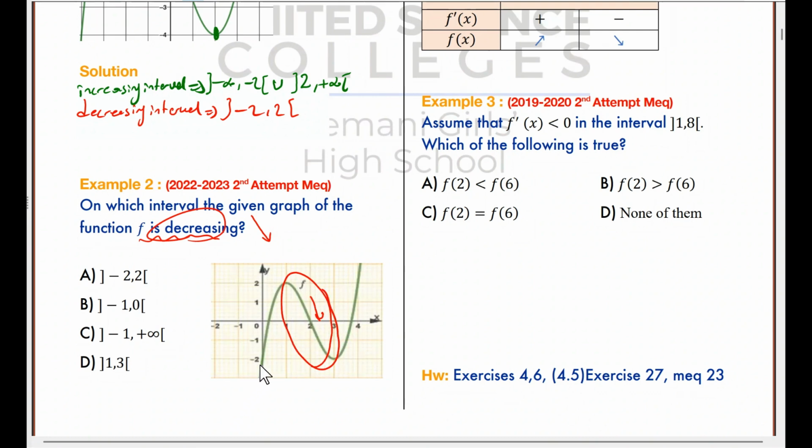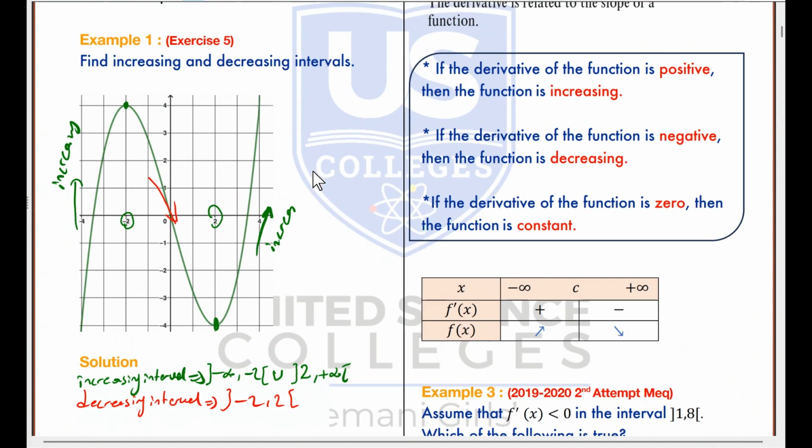So how do you write the interval? This starts from this point, which is 1, and at this point, 3. So it's between 1 and 3 inclusive. All right. Okay, starts with 1, ends with 3. Between those two, it is decreasing. Okay, this is the first type of questions that you may face about this topic.